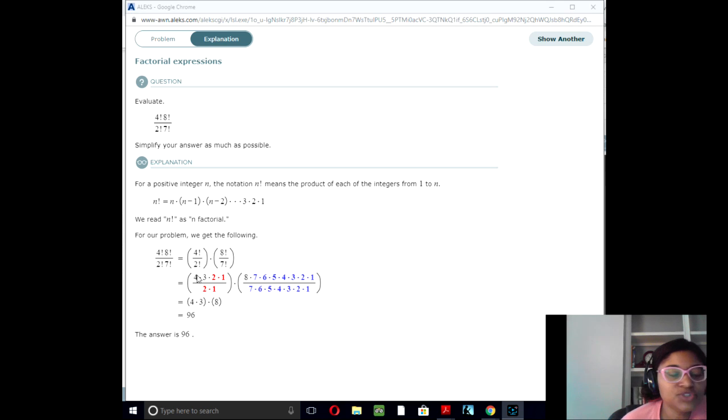The only thing you do is start from the number 4 and count backwards until you get to 1. And then you do the same for 2. You count backwards until you get to 1. So you have 4, 3, 2, 1. And then for 2, you have 2 and 1. The reason you have the 2 and the 1 in red is that those numbers are going to cancel out because they're the same at the top and at the bottom. So that leaves you with 4 and 3. You simply multiply 4 times 3, and that will give you 12.